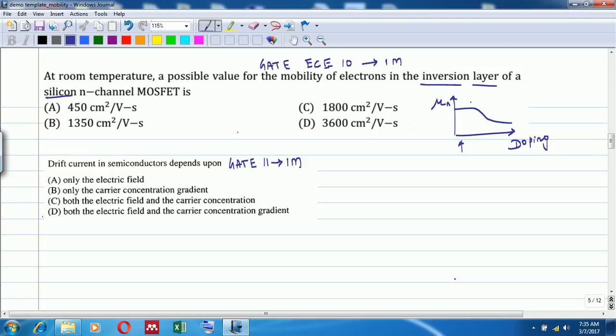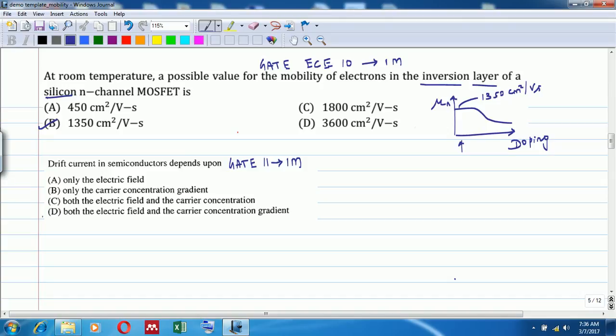The mobility of electrons, the highest value is 1350 centimeter squared per volt second. So these two options are eliminated, C and D. Between these two, B is more suitable because the doping is less. If the doping would have been higher, then this would have been more appropriate answer. That is, if you take source and drain of the MOSFET, the doping will be very high. In that case, maybe you can say that the mobility reduces, and it will be in this range, 450.